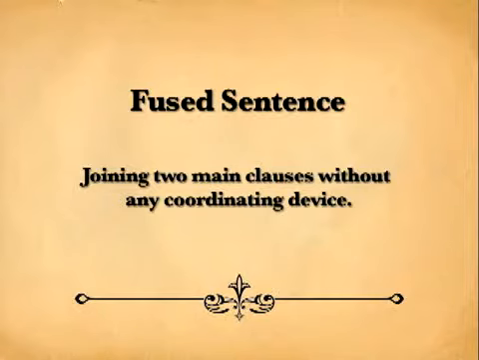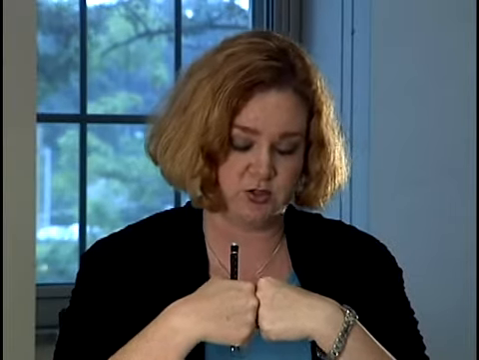Or you have the fused sentence, in which you have two sentences that are just crammed together without any sort of coordinating device to connect them and to indicate the relationship between the two. Again, you can easily correct these errors through the four different methods of coordination that we've discussed if you want to demonstrate relationships. Or if you also want to demonstrate relationships but don't want to coordinate, you could subordinate and make one of the independent clauses a subordinate clause.